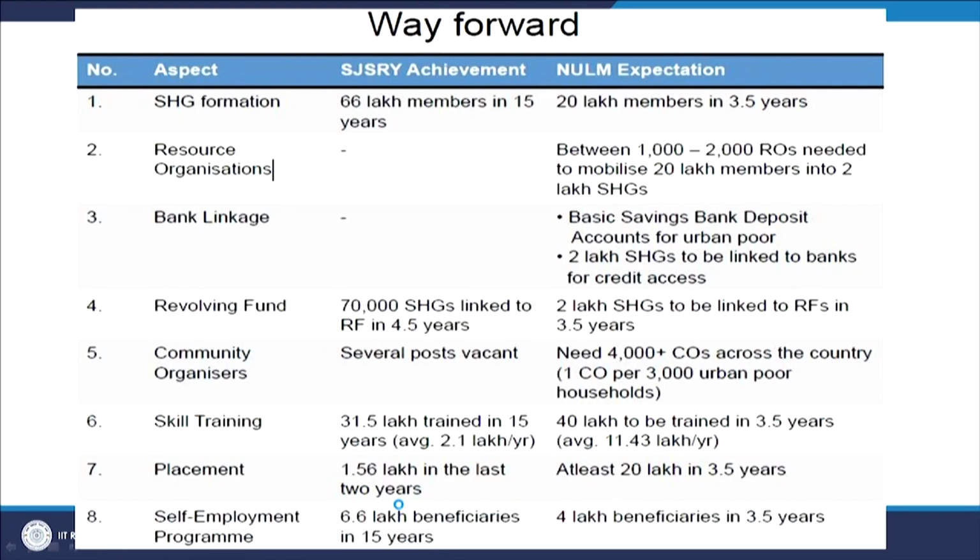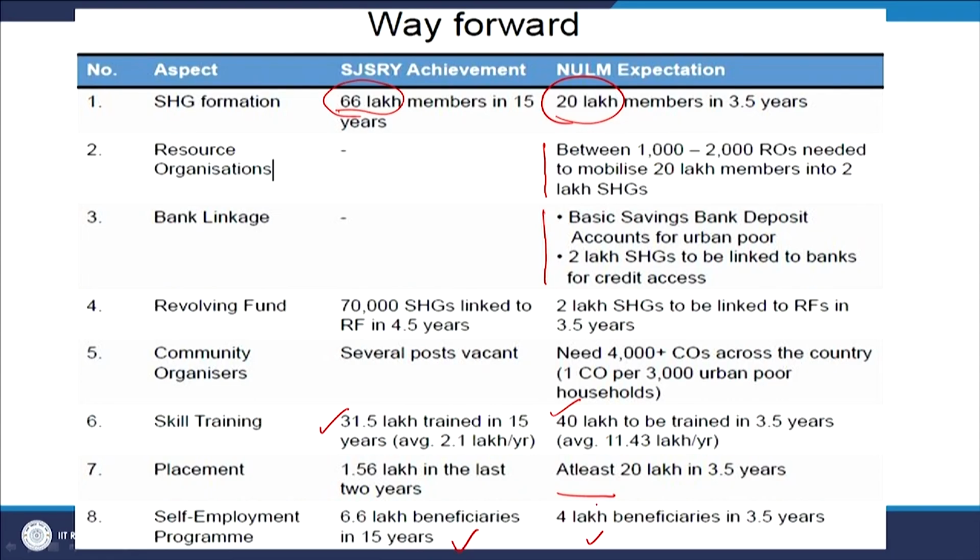So, let us have a quick look at the achievement in SGSRI and the expectation in NULM. In self-help group formation in SGSRI we have already formed 66 lakh members, and here within 3 to 4 years we are targeting 20 lakh members. Resource organizations are more in the NULM program. Bank linkage is more in NULM. The revolving fund is available in both the schemes. Community organizers are there in NULM, a separate designation; separate cadres are also created in every municipality. Skill training was there in SGSRI and will also be there in NULM. Placement is there in both the schemes, though in NULM the placement will be more. The self employment program was there in SGSRI and will be more in NULM.